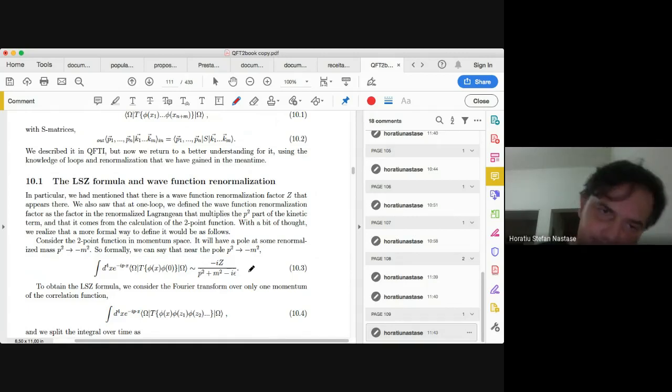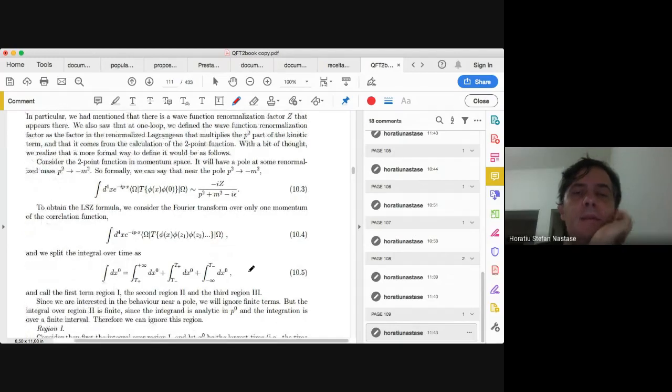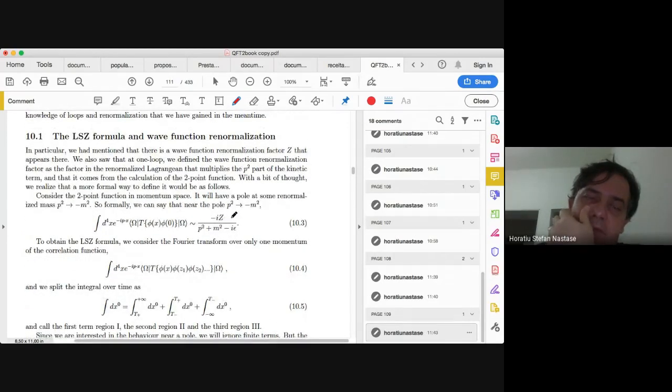All right. So that's the formal definition of Z. So it's really, near the pole, divide the full propagator by the free propagator. And therefore, since this has a p squared part, this is related to the Z factor, the wave function renormalization in the Lagrangian.